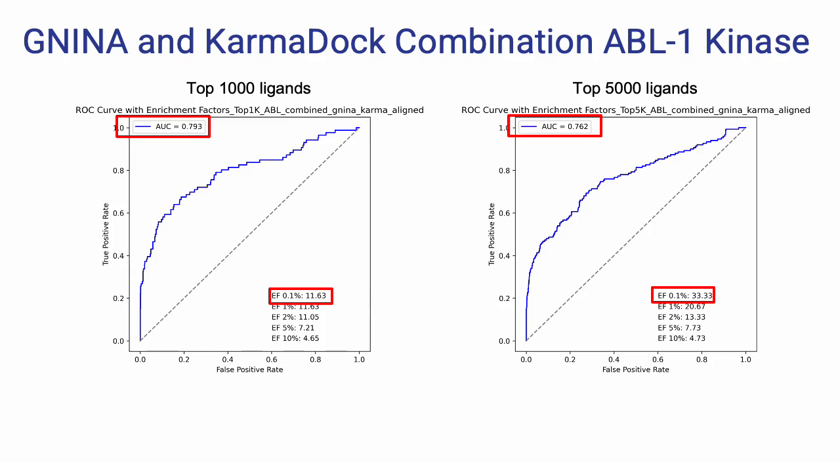In the NINA and KarmaDoc combination, for ABL1, the AUC values were 0.79 and 0.76 with EF values of 11.6 and 33.3 for the top 1000 and top 5000 ligands, showing modest discrimination but low enrichment.